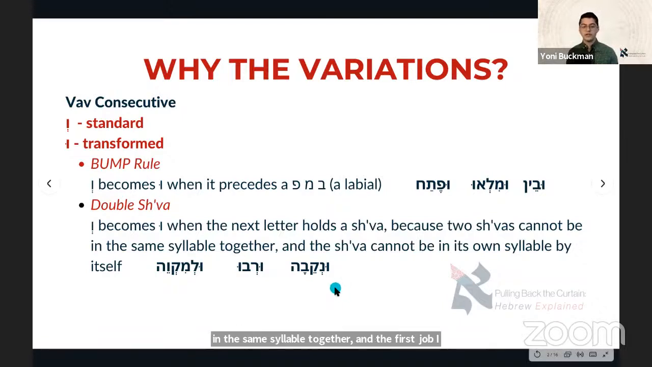So instead of V nikeva, this becomes un keva. And instead of V revu, it turns into urevu. And instead of V le mikveh, this turns into ul mikveh. Okay, so that's kind of the rule with the Vav conjunctive.